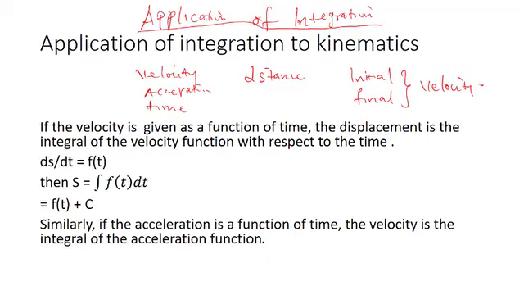So these are the points to consider when you're talking about kinematics. When you're talking about kinematics, these are the parameters that we're going to consider. Now, if the velocity is given as a function of time, the displacement or distance is the integral of the velocity function with respect to time. So if we have this as a velocity, the distance over time will be this. Then the distance itself is the integral of time plus c.